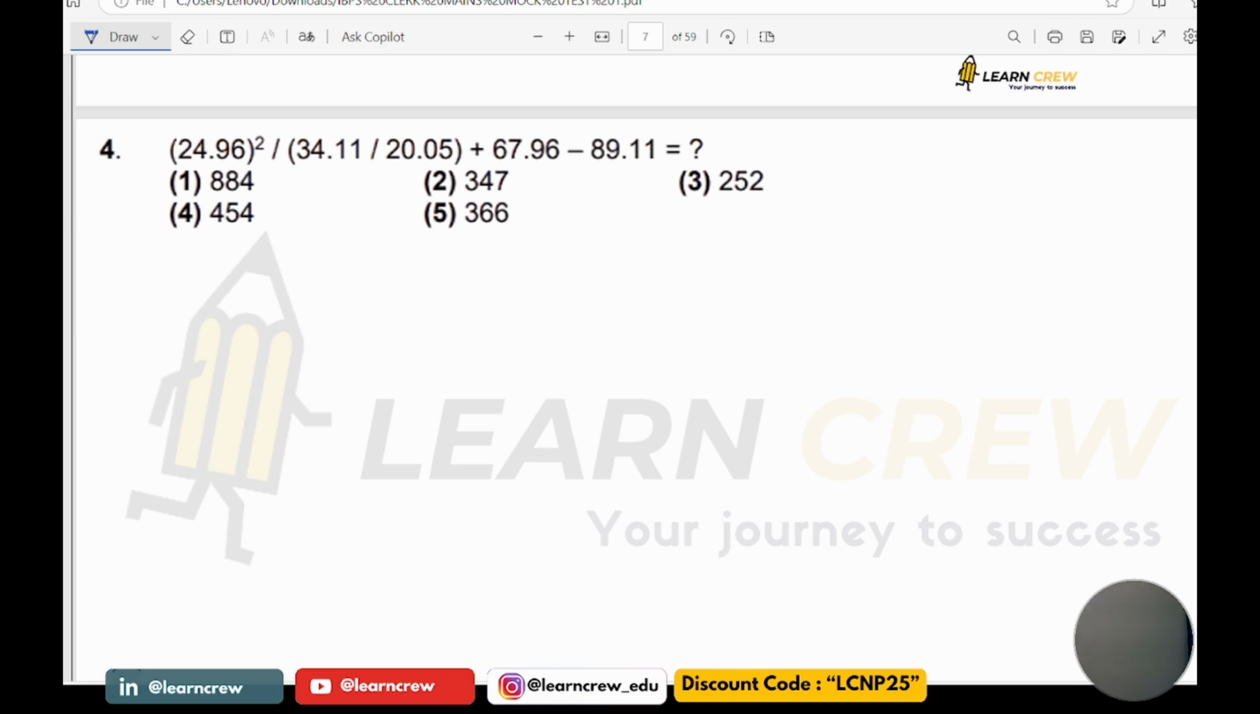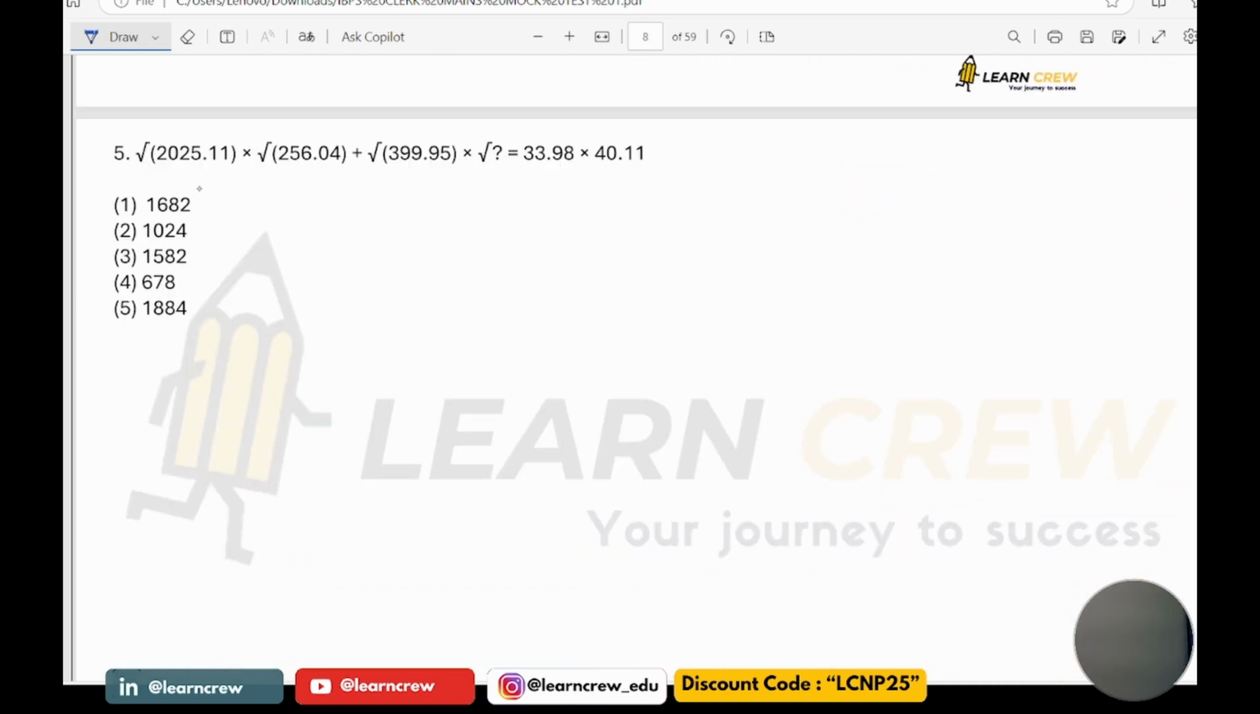Next, 25 square by 34 divided by 20 plus 67.68 minus 90. So on simplification, how much are you going to get here? It is 368 plus 68 minus 89, which is 347 we are going to get.